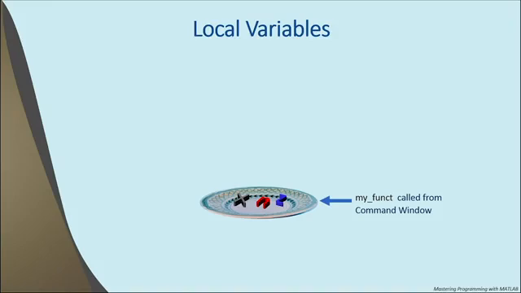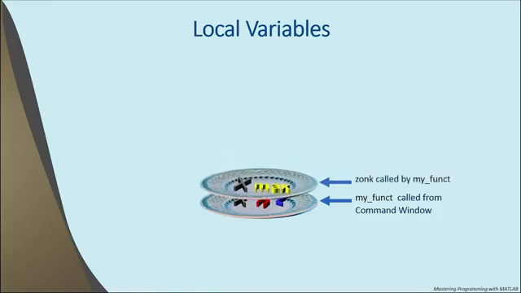As soon as that happens, MATLAB places a frame for zonk on top of the stack, and zonk becomes the active function. Making a function active is called, well, function activation. And because the active function's variable values are all recorded inside its frame, that frame is also known as an activation record. You may hear some computer scientists using that term, but we'll stick with the term frame.